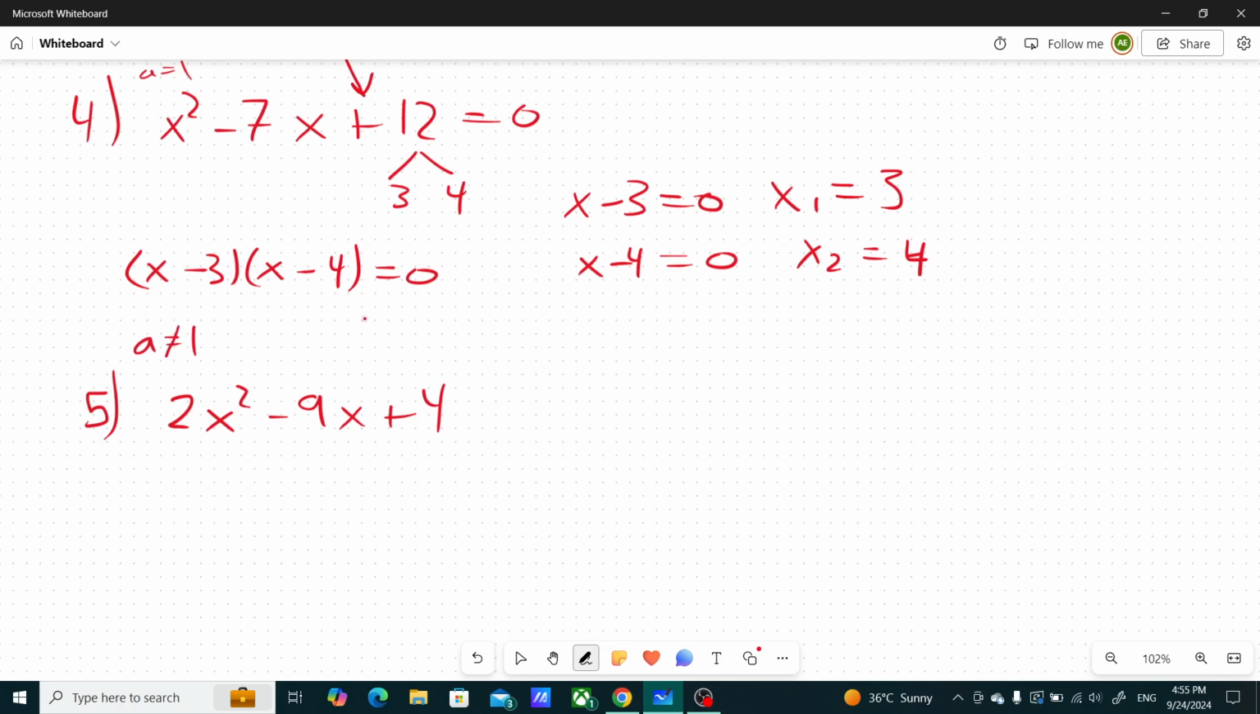So my first step is no longer looking at this sign and getting the factors and so forth. My first step is going to be multiplying this number by this number. So I will have 2 times 4, which is going to give me an 8. I will multiply 2 and 4, and they will give me an 8.